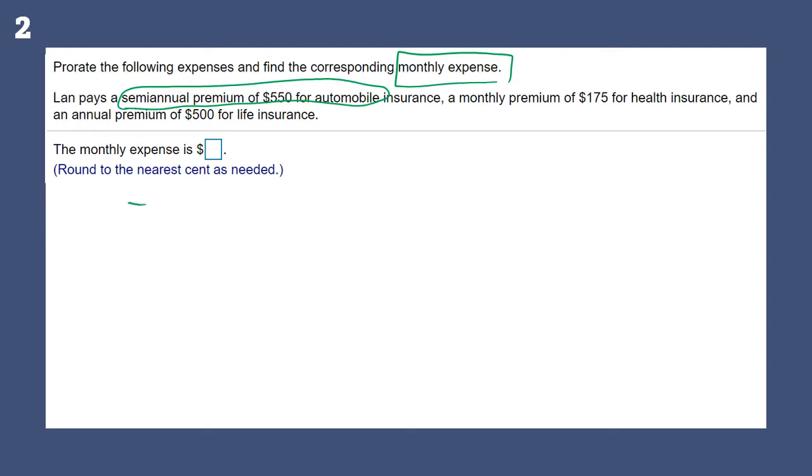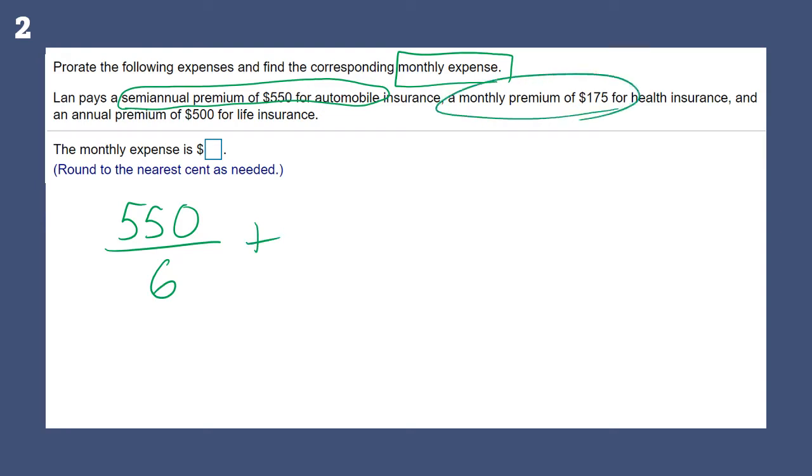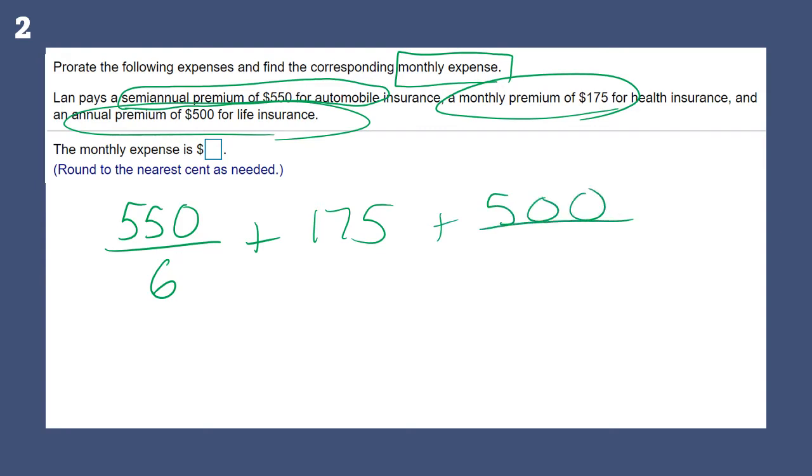So the first thing we have is $550 per 6 months, so I'm going to divide that by 6. The next thing we have is a monthly premium of $175 for health insurance, so we don't need to divide it at all. It's already monthly. And the last thing we have is an annual premium of $500. So we don't have to pay $500 a month. We have to pay $500 every 12 months. And so that would be how we go ahead and get our answer. But make sure we round to the nearest cent because we're dealing with money.